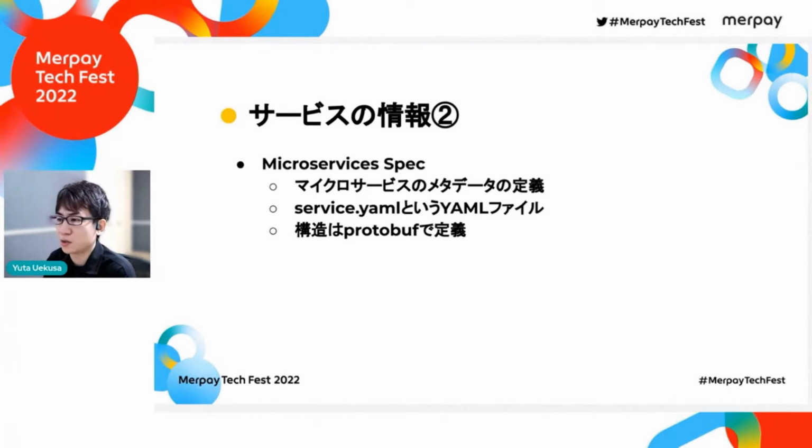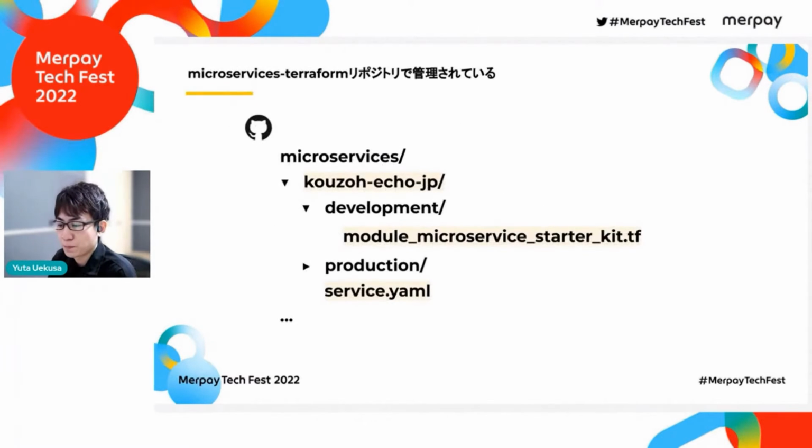These starter kits and spec files are maintained in a GitHub repository, specifically called Microservices Terraform. The Microservices Terraform repository has become a mono-repository of Terraform files for over hundreds of microservices. Each service has its own directory, and the Terraform files and spec files, including the starter kit configuration, are located in a structure like this.